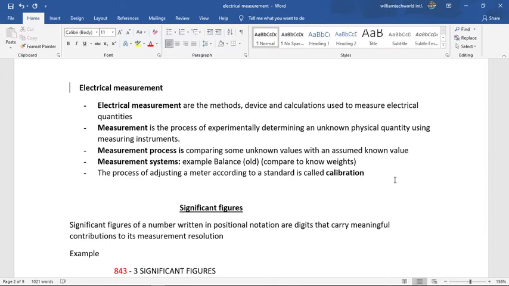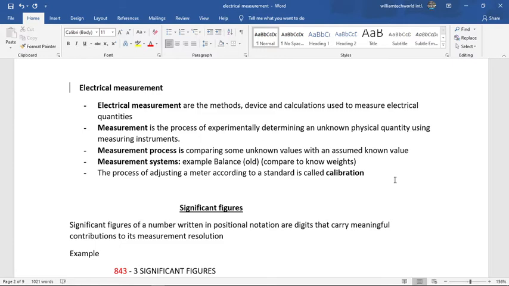So measurement is the process of comparing some unknown values with some assumed known values also. So measurement is when you compare some unknown values with the assumed values, like the SI units, like assumed values by international standard, comparing some unknown quantities with them to be able to determine the value of the electrical quantity. Measurement systems, examples are a balance, to weigh an object. It's an example of a measurement system.